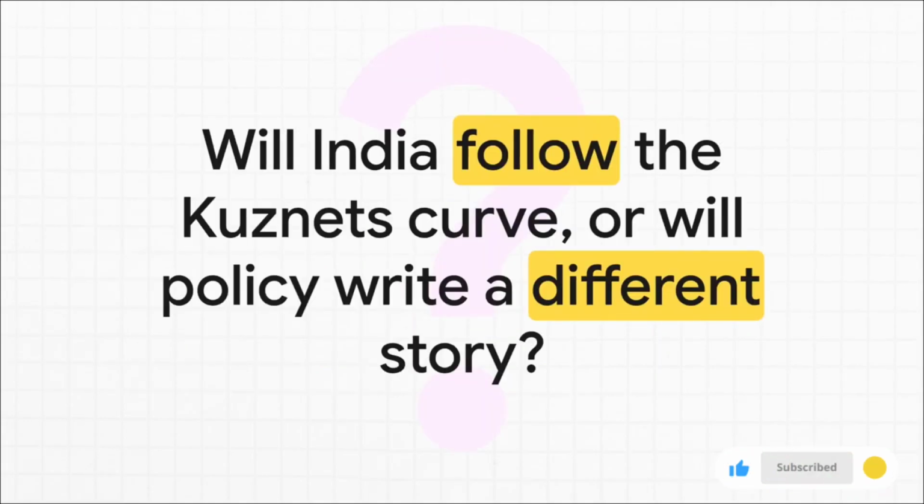So, we'll leave you with this final thought. The theories, they give us a possible roadmap. And the data, well, it tells us where we are right now. But will India's future actually follow the path of that Kuznets curve? Or will the choices we make today, through government policy, through civil society, and through the market, end up writing a completely different story?